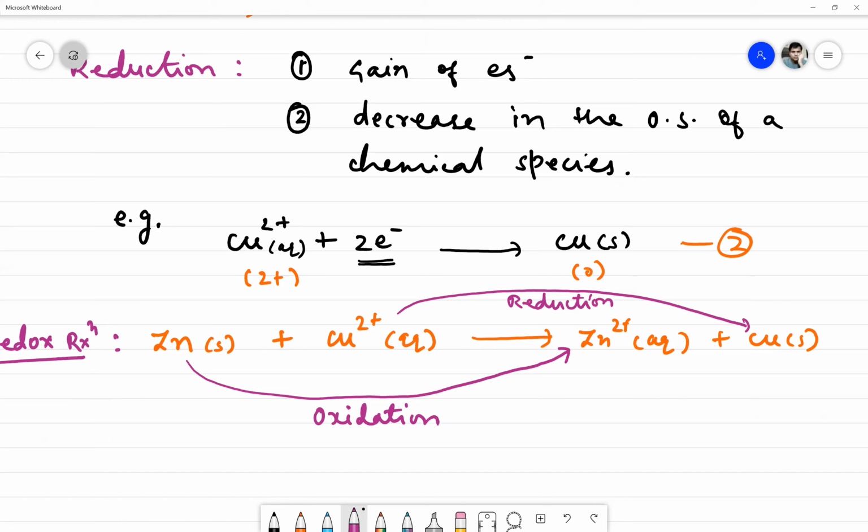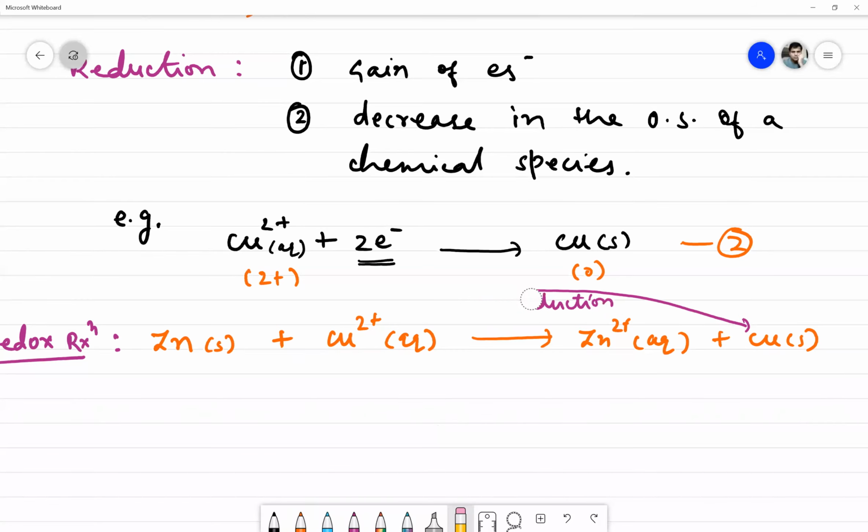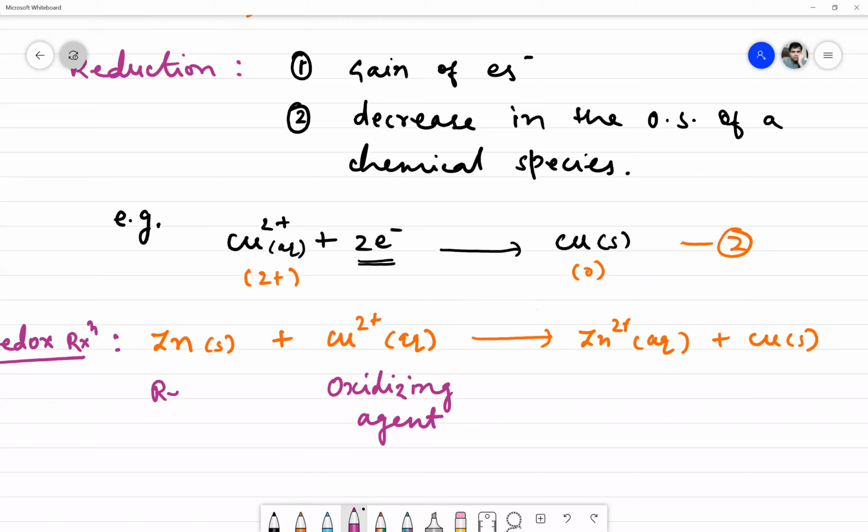Okay. So in this reaction, one more thing we can see here is that the copper 2 plus ion acts as an oxidizing agent, because the copper 2 plus ion oxidizes zinc metal to Zn2 plus, and itself gets reduced to copper metal. So here the copper metal ion acts as an oxidizing agent. On the other hand, zinc metal acts as a reducing agent. It reduces copper 2 plus ion to copper metal and itself gets oxidized to Zn2 plus ions.